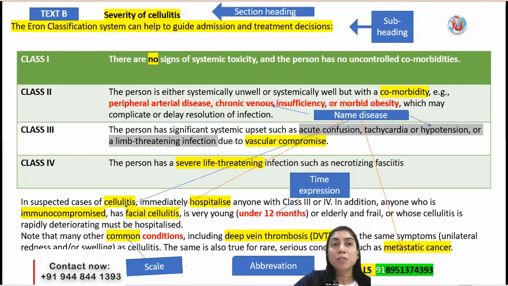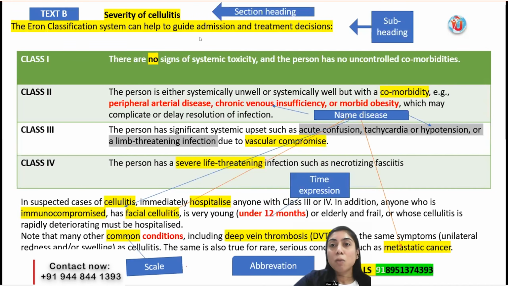Then going to the text B. Text B is about the severity of cellulitis. So here the subheading, your own classification system can help to guide admission and treatment. So it needs to be identified. Then there are classes. Then the signs and symptoms. And here the class 2 has some names of the diseases.